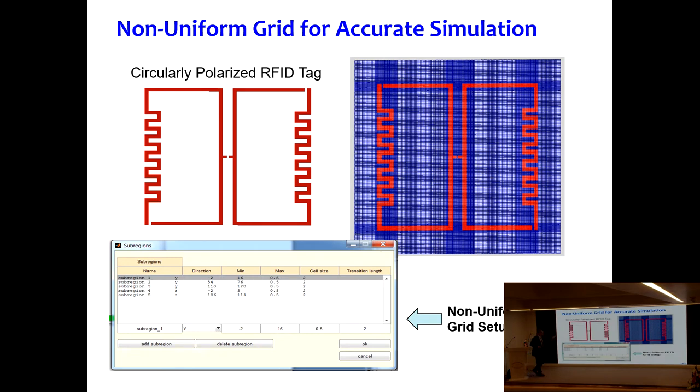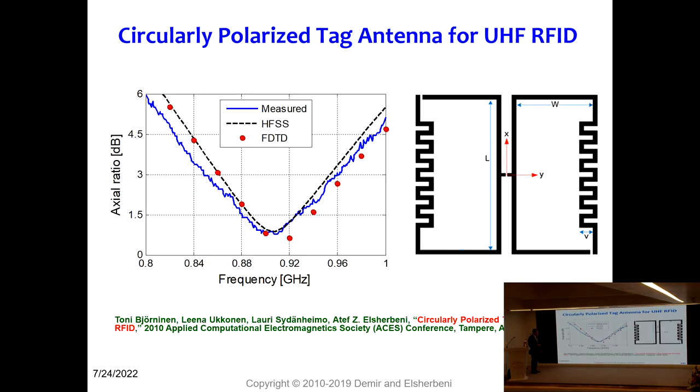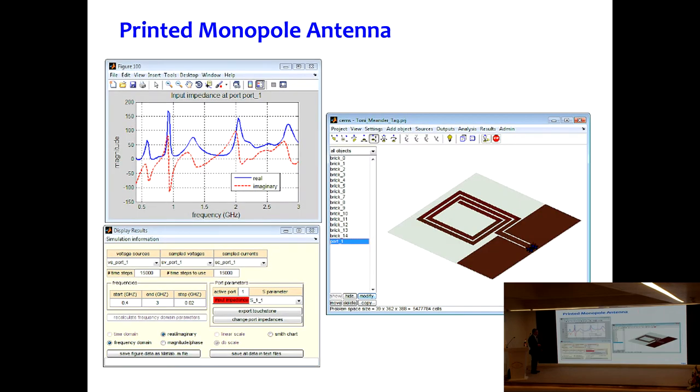I may have shown you this circularly polarized antenna in the previous presentation, and it's also done with the finite difference design, where we have a fine grid around the areas where we have traces and a coarse grid everywhere else. This is how we set up the region that has finer grid relative to the coarse grid, and basically the results and comparison between each of these results, and comparison with measurement as well. Another type of antenna using coplanar waveguide structure.